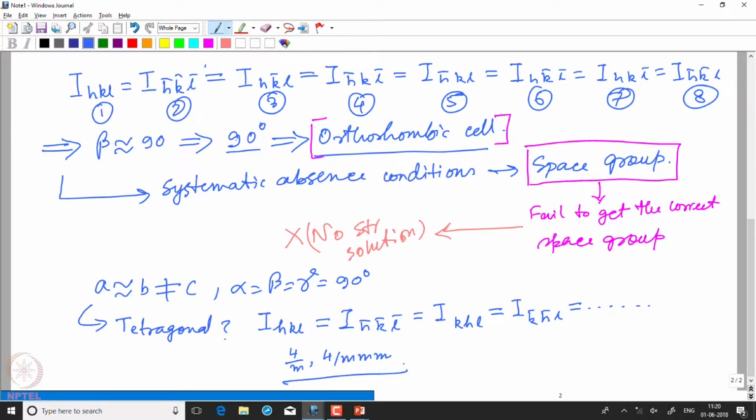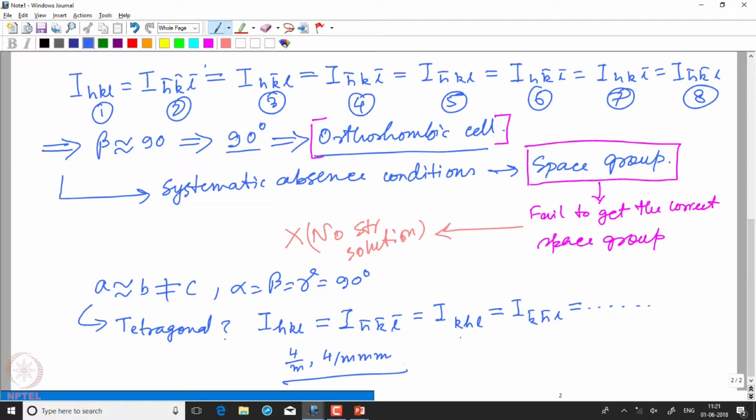So one has to look at those I H K Ls corresponding to the different point groups, the different Laue groups of the tetragonal system, and see whether those equivalents are met or not using this particular data. If those equivalents are not met strictly, then it is orthorhombic. That means the interchange of axes A and B is not allowed. If all these conditions are met together, then it is tetragonal.